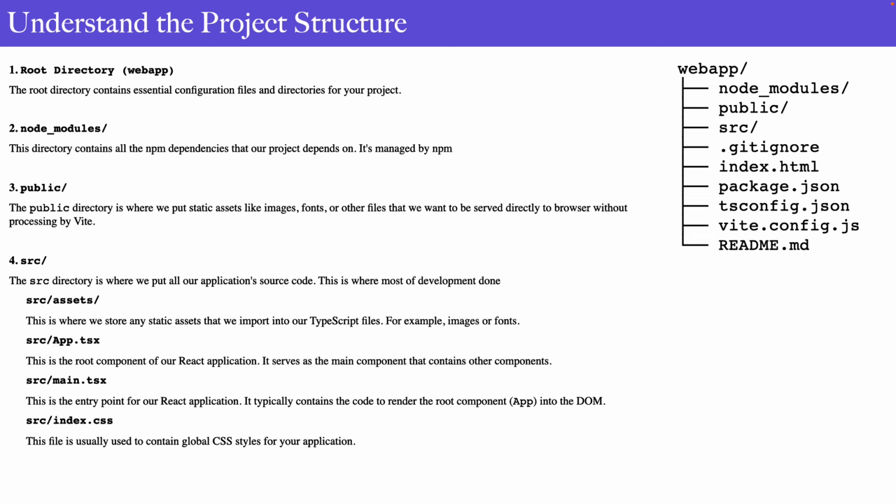This is the main component. It contains other components. That's it. Next is the main.tsx. This is the entry point to our React application. It typically contains the code to render the root component.